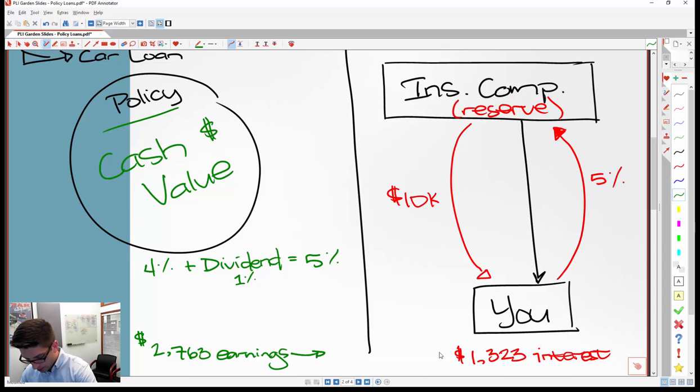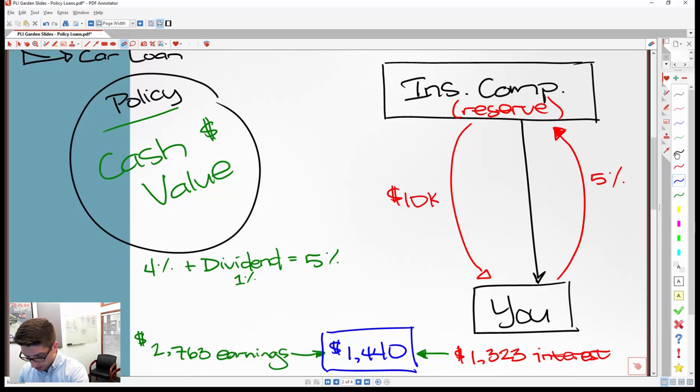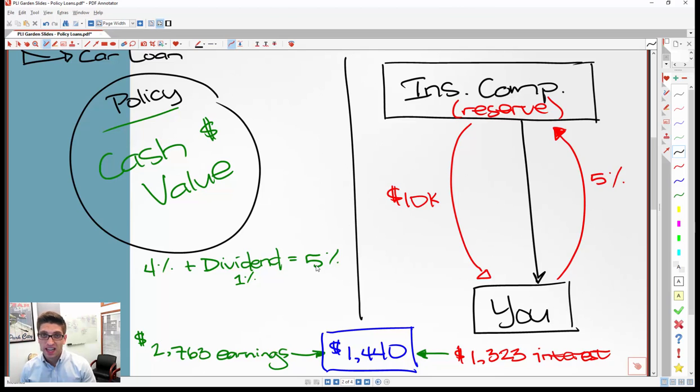Now, if we take that earnings and we minus out this interest, the difference between those two numbers is $1,440. Basically, what we're saying here is because, let me get this line out of the way here, $1,440. Because you decided to utilize your insurance policy as a bank, instead of going out and paying for that car with cash, you're actually $1,440 ahead financially.